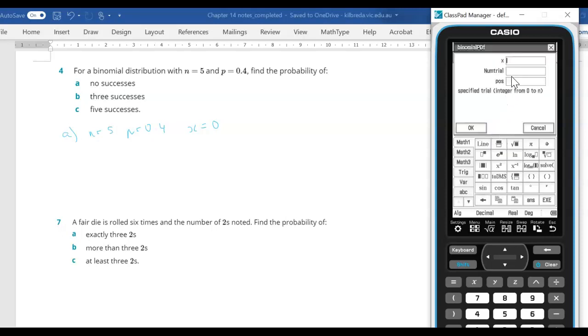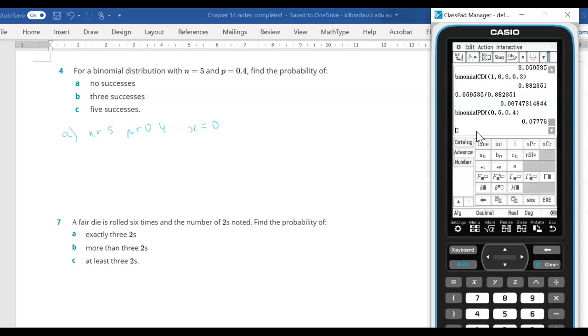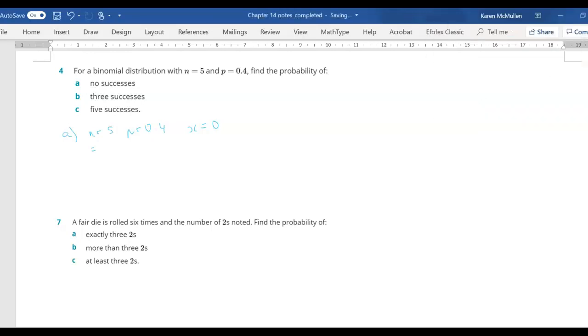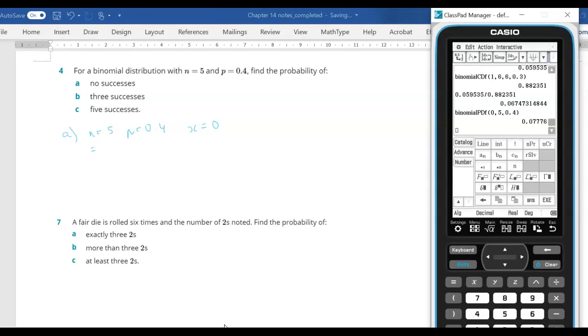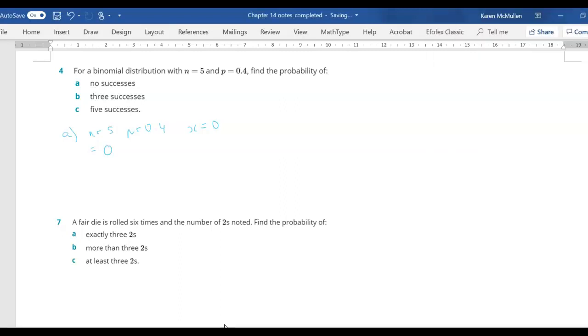Okay, so what do we got? 0, 5, 5, 0.4. Okay, so we get 0.0778.